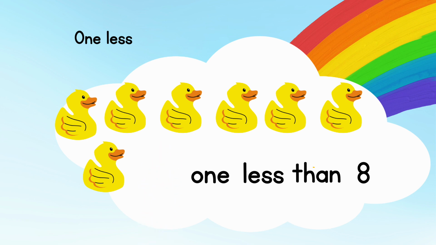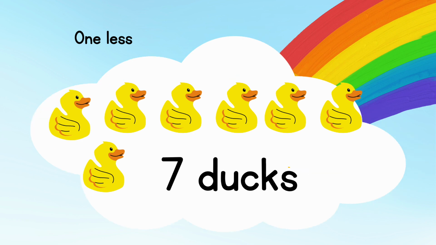So 1 less than 8 is 7 ducks. Let's check them. 1, 2, 3, 4, 5, 6, 7. So 1 less than 8 is 7.